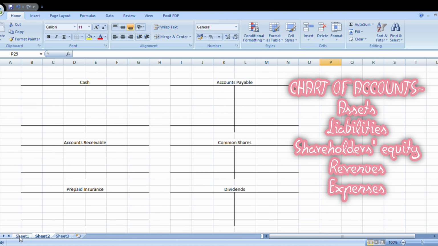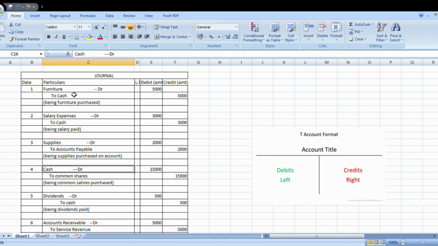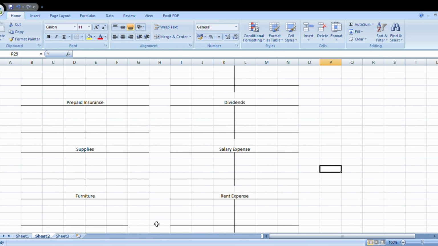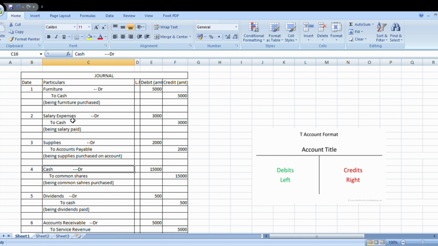Now let's start with this preparation. We have a furniture account, cash account. So we are making this sheet here. We are making one cash account. We have one heading furniture. So we are making one furniture account. Then the other heading is salary expenses. Again cash. Supplies, accounts payable. So you can see here. Now how this posting is done.